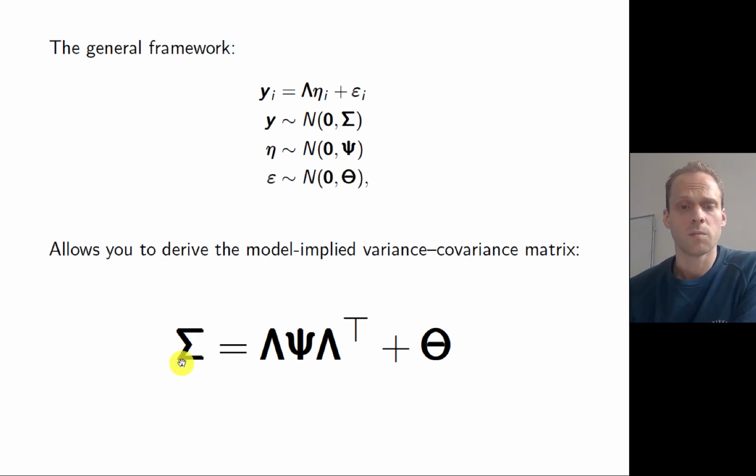This tells me that my model implies a certain variance covariance structure, sigma, and that equals lambda, the factor loadings matrix, times, and this is matrix multiplication, psi first, times the transpose of lambda plus theta. This means that for these matrices we can form an expected variance covariance structure. Now what we will do is we will then try to find elements of these matrices that lead to a sigma that closely resembles our observed variance covariance matrix S.